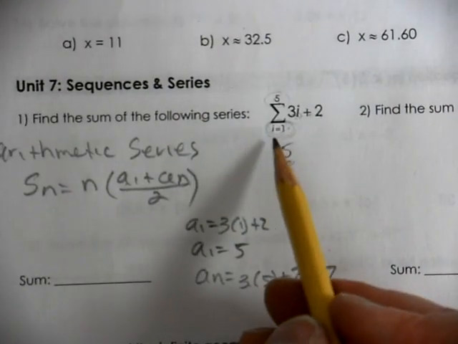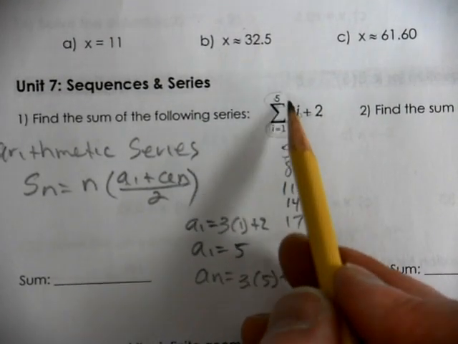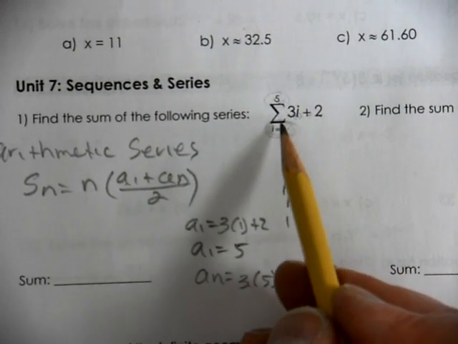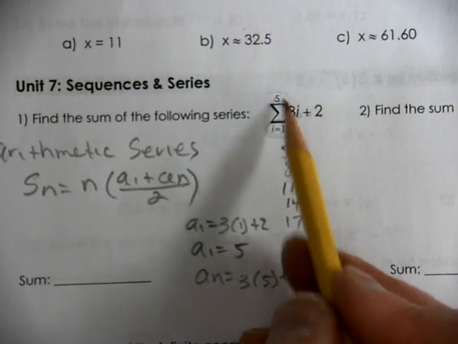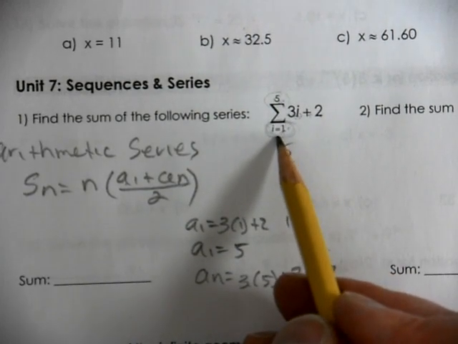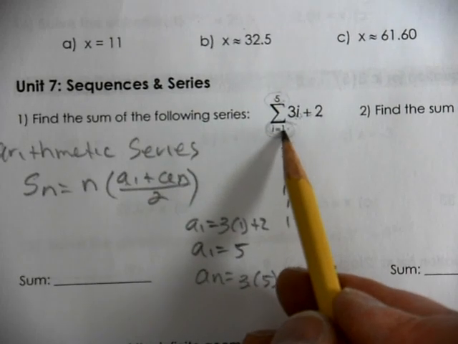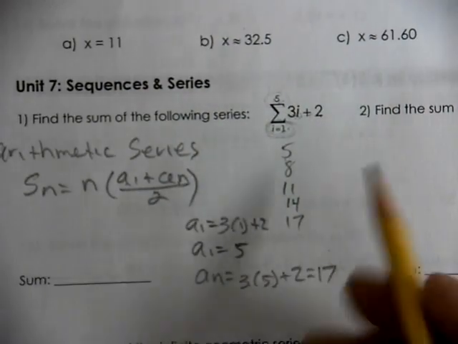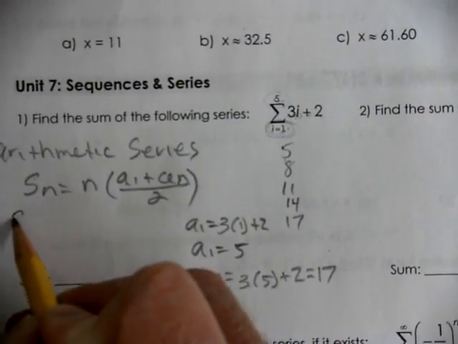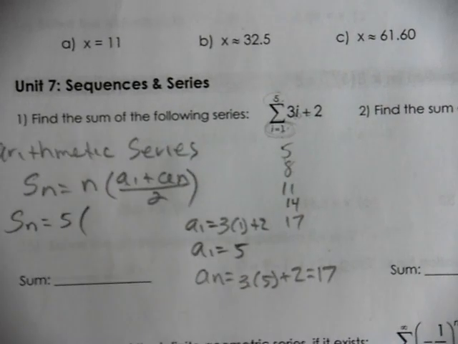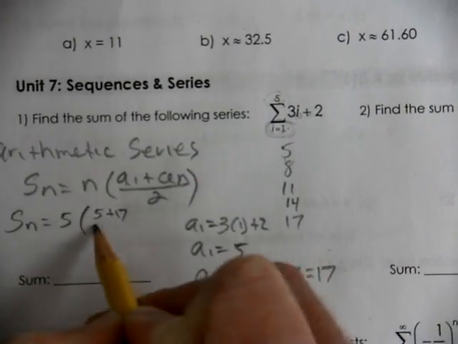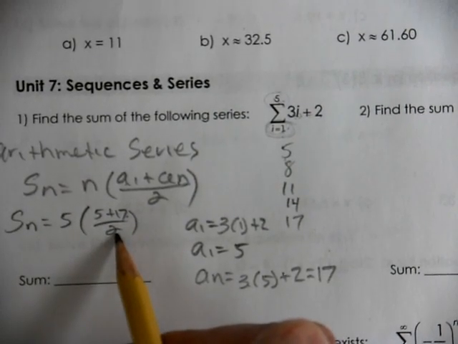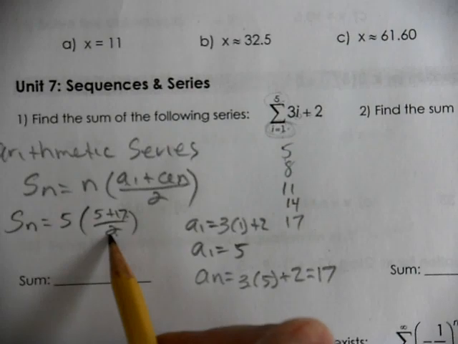And the number of terms, as long as you're starting with 1, it's going to be this top value, called the upper bound. But we have to start with 1 for that to be the case. So if it's not doing that, you just got to watch out. We're plugging in a 1, then a 2, then a 3, then a 4, then a 5. There are 5 terms. So the total sum is 5 times 5 plus 17 divided by 2. That's 22 divided by 2, which is 11 times 5.